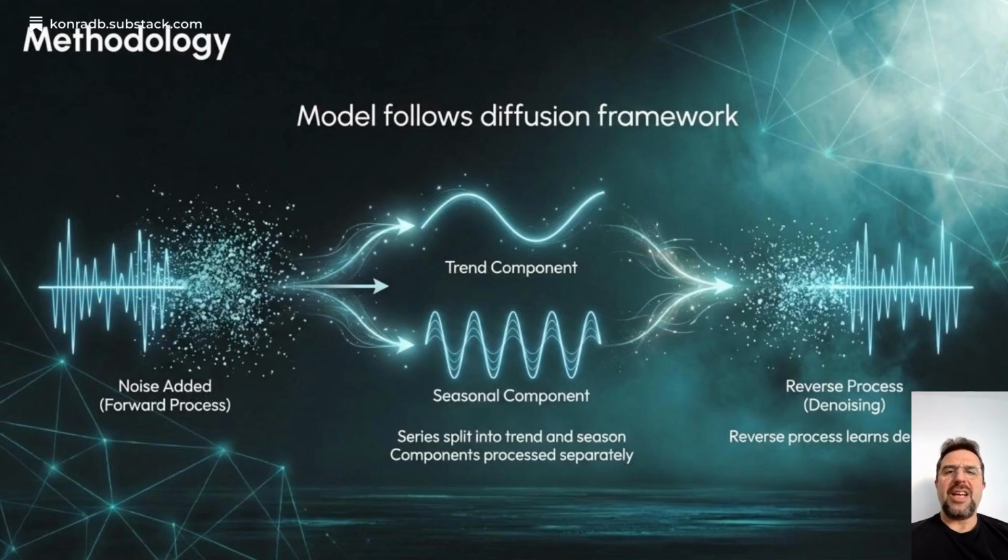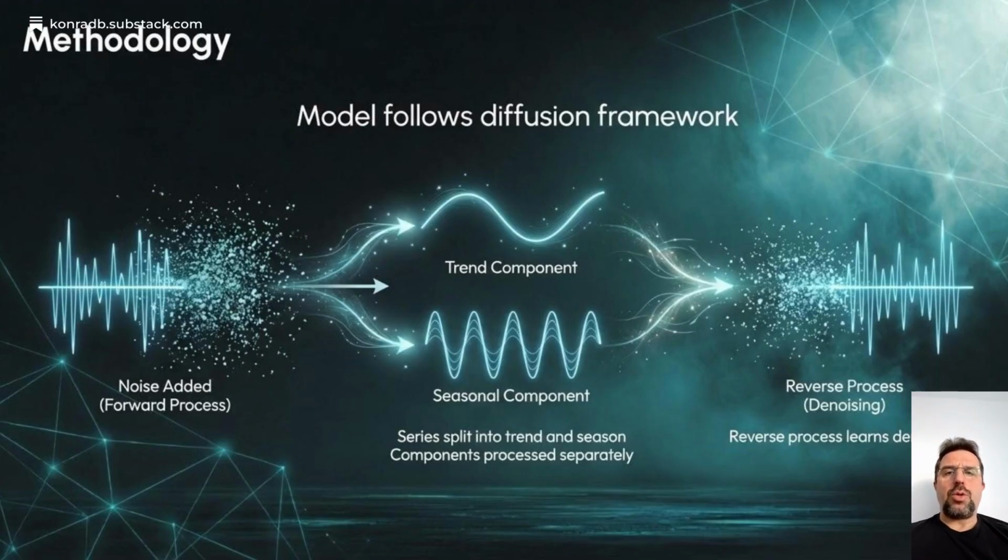Section 3 explains how the model works step by step. The training process begins by adding Gaussian noise to real sequences until they become almost pure noise. The model learns to predict the noise at each step. If it predicts the noise correctly, subtracting it reveals a cleaner signal.